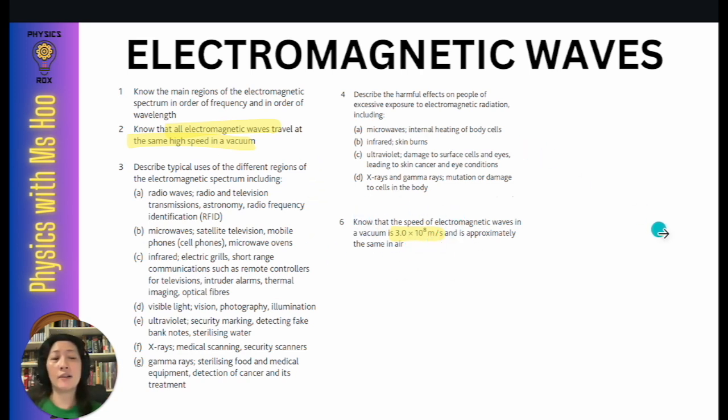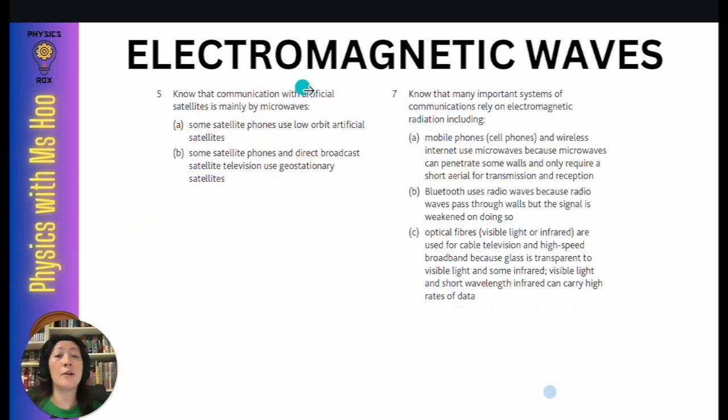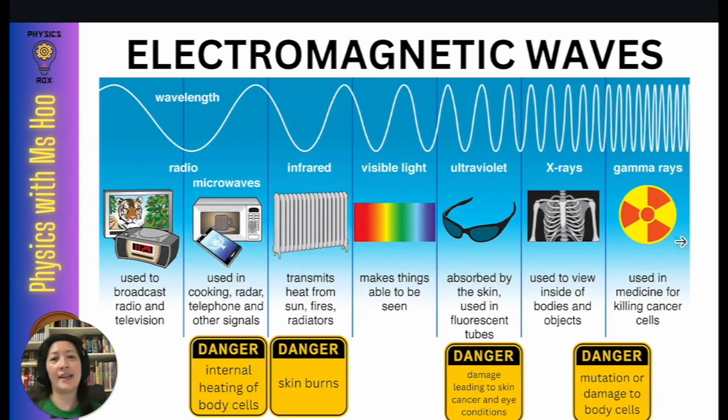Now, in addition to all this, you also need to know the communication with artificial satellites is mainly by microwaves, and that some satellite phones use low orbital artificial satellites, and some phones as well as direct broadcast satellite television use geostationary satellites, and that many important systems rely on electromagnetic radiation, including mobile phones, Bluetooth, and optical fibers. Now, to remember all this, it just helps to know basically the electromagnetic spectrum.